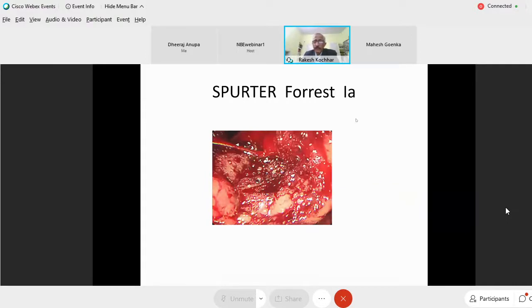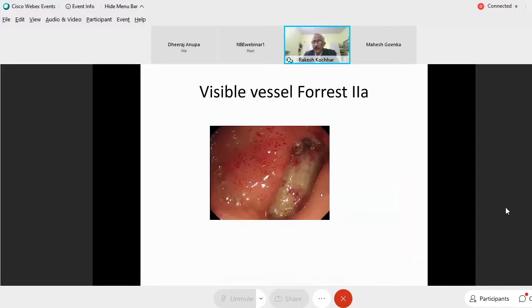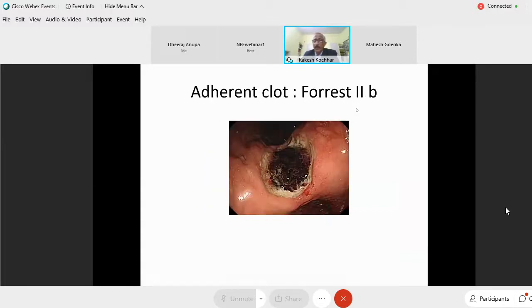So again, coming back to Forest 1A, it is a spurter, an active arterial spurter. Forest 1B, again, is an active lesion, active ooze. So you have a visible vessel which is oozing blood, or two visible vessels which are oozing blood. Then Forest class 2 is when you have no ooze, no active bleeding. So a visible vessel alone, like here, is Forest 2A. Adherent clot is 2B. As I said, if you remove the clot, the classification may change.